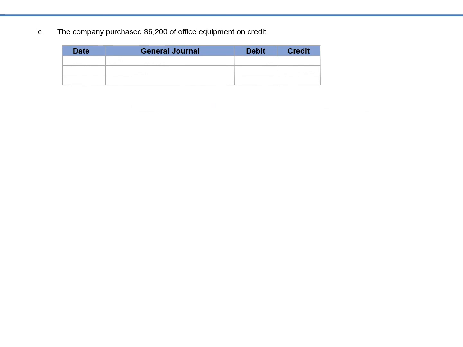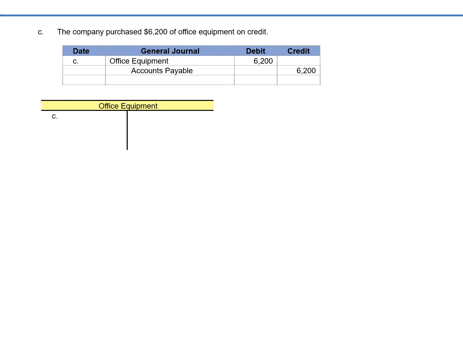In transaction C, the company purchased $6,200 of office equipment on credit. So office equipment is going up, and the amount that we owe in the future, because we bought it on credit, is also going up, our accounts payable, right? So in order to increase our asset account office equipment, we debit. In order to increase our accounts payable, because we bought it on credit, we credit. And then we post our transactions to our T accounts. So debits get posted to the left side, credits get posted to the right side.